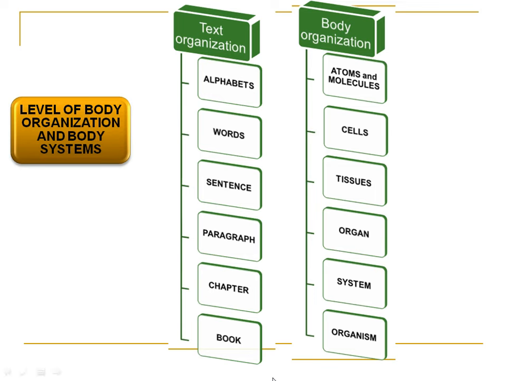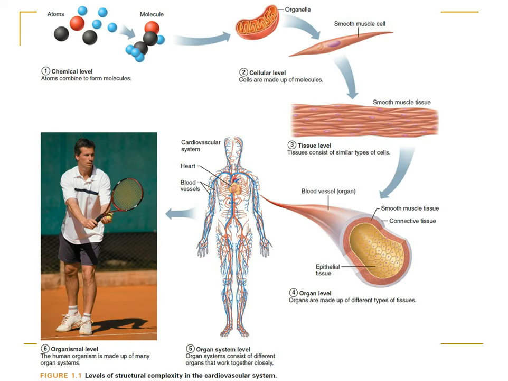So our organism or human body, its elementary composition is atoms and molecules. And these atoms and molecules combine to form cells, cells combine to form tissues, tissues combine to form organs, organs combine to form systems, and finally the systems compile and the organism is formed. I have shown you one picture over here. The elementary level is the chemical level, that is the atom.